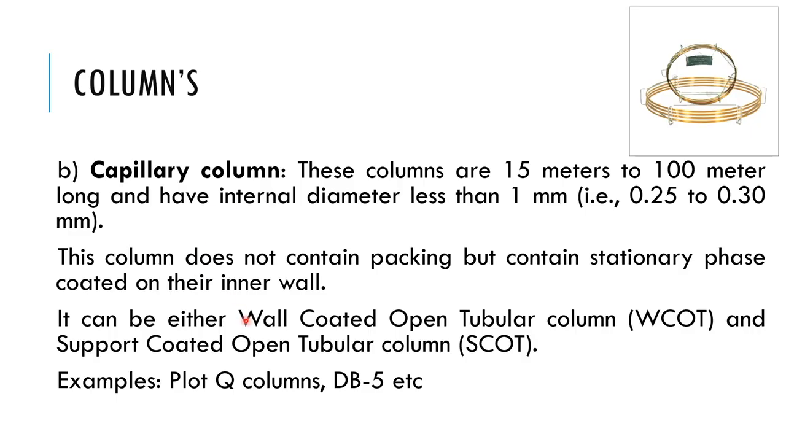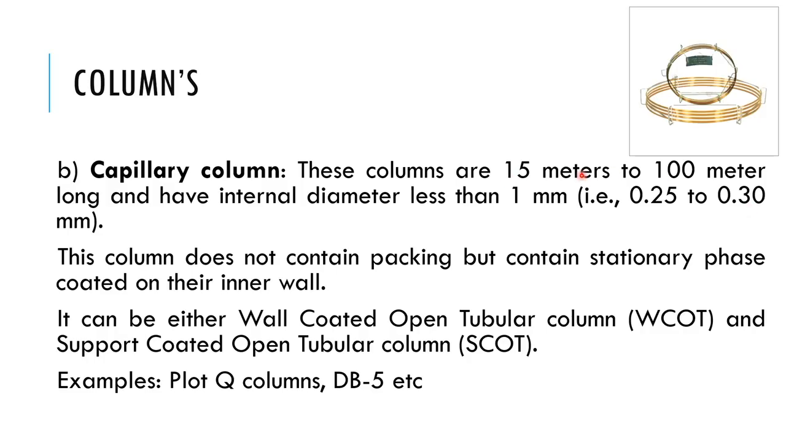Next, coming to the capillary columns. Capillary columns will be of this kind. You can see in the figure, it is very long and has a very thin diameter. The internal diameter is about 1 mm. It will be more fragile. It is a glass column, and a thin layer of liquid is coated inside the column. It can be either a wall coated open tubular column or a support coated open tubular column. It will be very thin, about 1 mm or 0.25 to 0.3 mm in diameter, and lengthy.